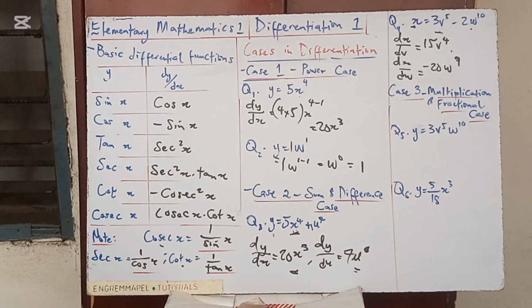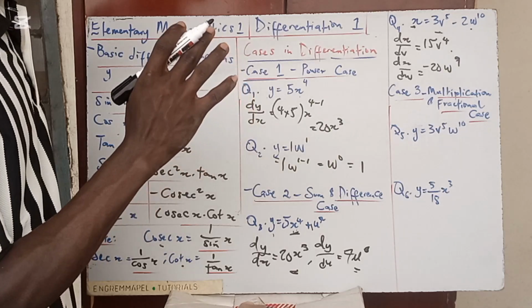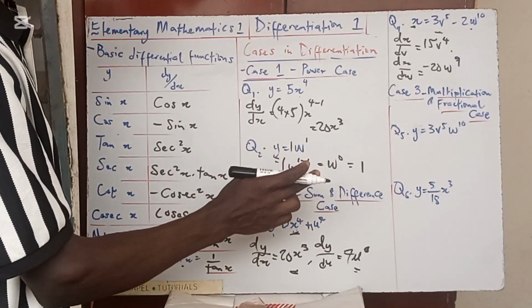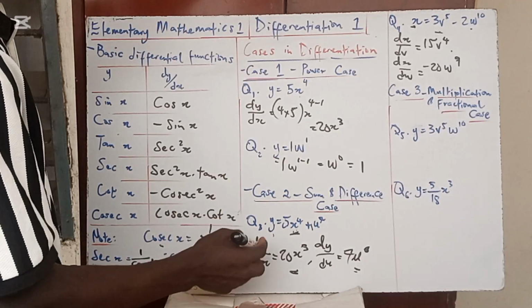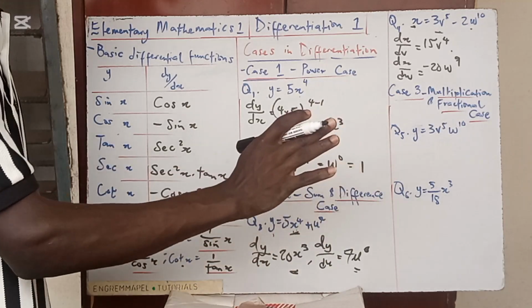Let's move to the next one. We are having multiplication and fractional case on that side. Multiplication and fractional case. So now in this multiplication and fractional case, it is different to sum and difference case in the sense that, in sum and difference you only face what you are with respect to, and you leave the other side without writing it.